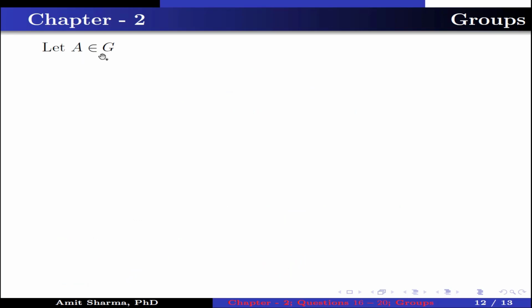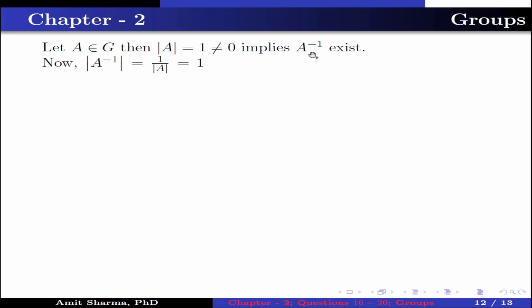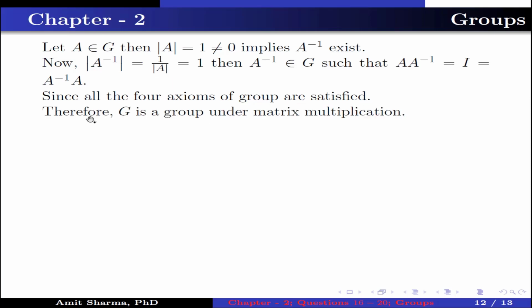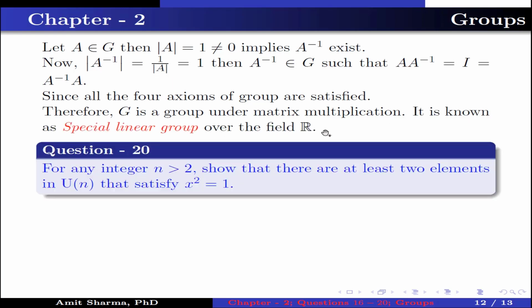Let A belong to G, then determinant of A is 1, which is not equal to 0. This implies A inverse exists. Now, determinant of A inverse is equal to 1 upon determinant of A, which is equal to 1. Then A inverse belongs to G such that A into A inverse is equal to identity, which is equal to A inverse A. Since all the 4 axioms of a group are satisfied, therefore G is a group under matrix multiplication. It is known as the special linear group over the field R.